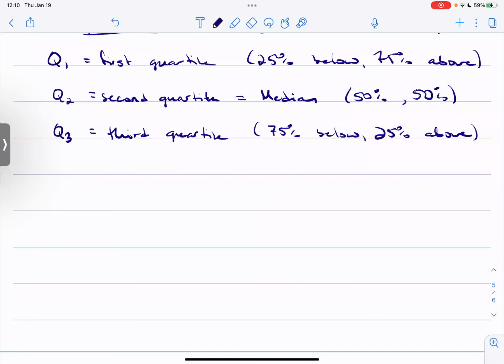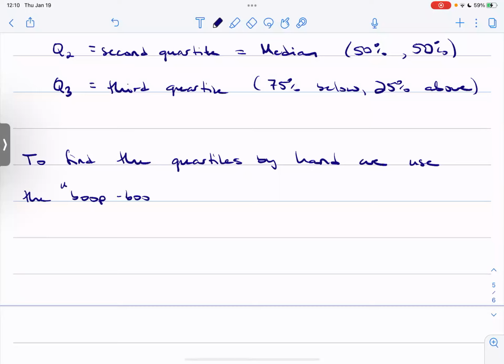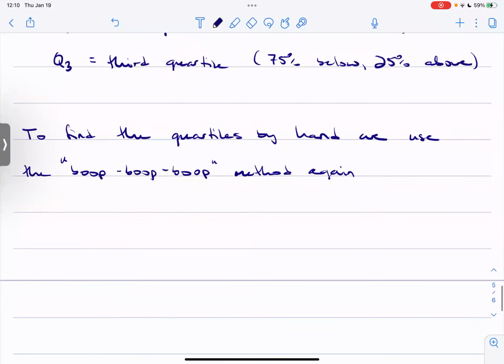I'll write it out. To find the quartiles by hand, we use the boop, boop, boop method again, in the lower and the upper halves of the data.